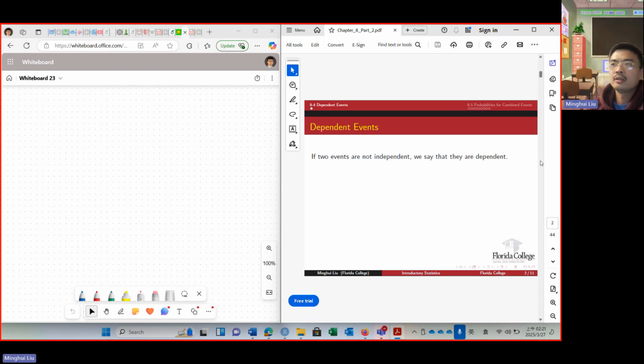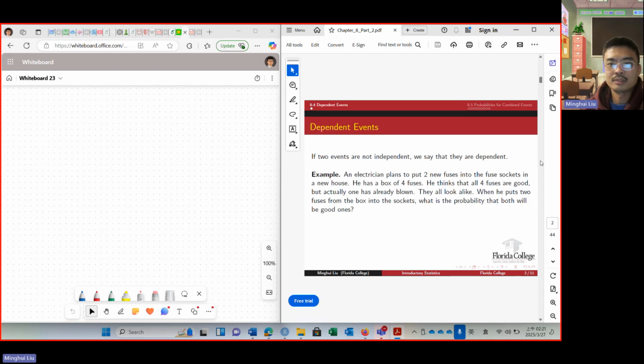On the other hand, there are a lot of things in real life that are dependent. The definition of dependent is the opposite of independent. Namely, if two events are not independent, they're defined as dependent. So let's take a look at this example.